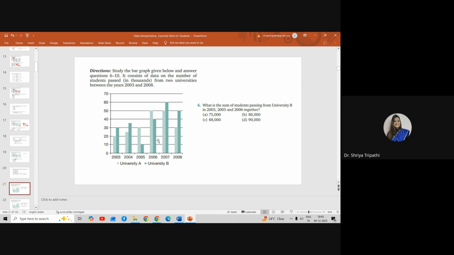University B is the darker one and University A is the lighter one. From years between 2003 to 2008, what is the sum of students passing from University B in 2003, 5 and 6? Quick, this is an easy one. 80,000. Okay, others?